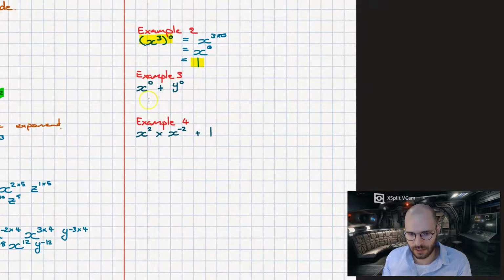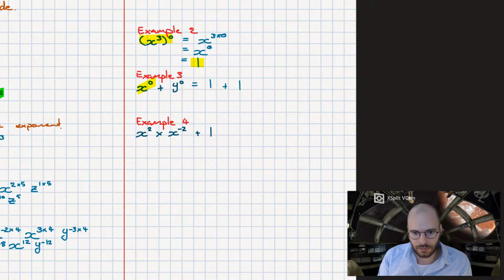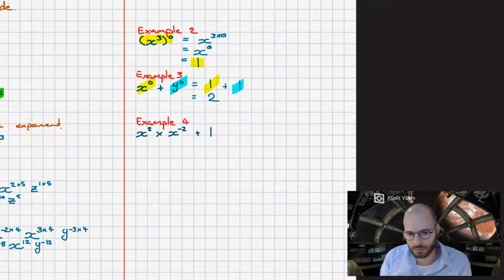Example 3, we have x to the 0 plus y to the 0. Now in previous videos I said you couldn't mix different bases. However, given the condition that they're both raised to the power of 0, x to the 0 is going to be 1, and y to the 0 is going to be 1 as well. Therefore, this is going to yield 1 plus 1, which is simply equal to 2. So we're able to simplify example 3 out really nicely.